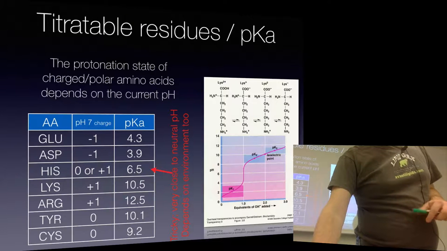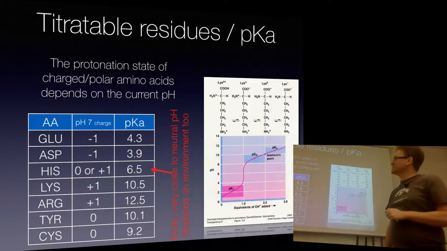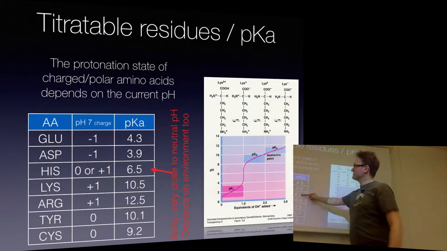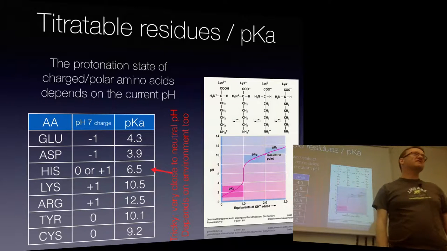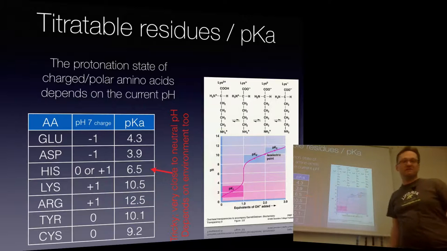And the final part are these titratable amino acids. We talked about those yesterday, so I'm not going to cover it again. You should be aware that histidine is really dangerous, 6.5, way too close to 7. You can easily have this shift up or down, so this can be pretty much anything.